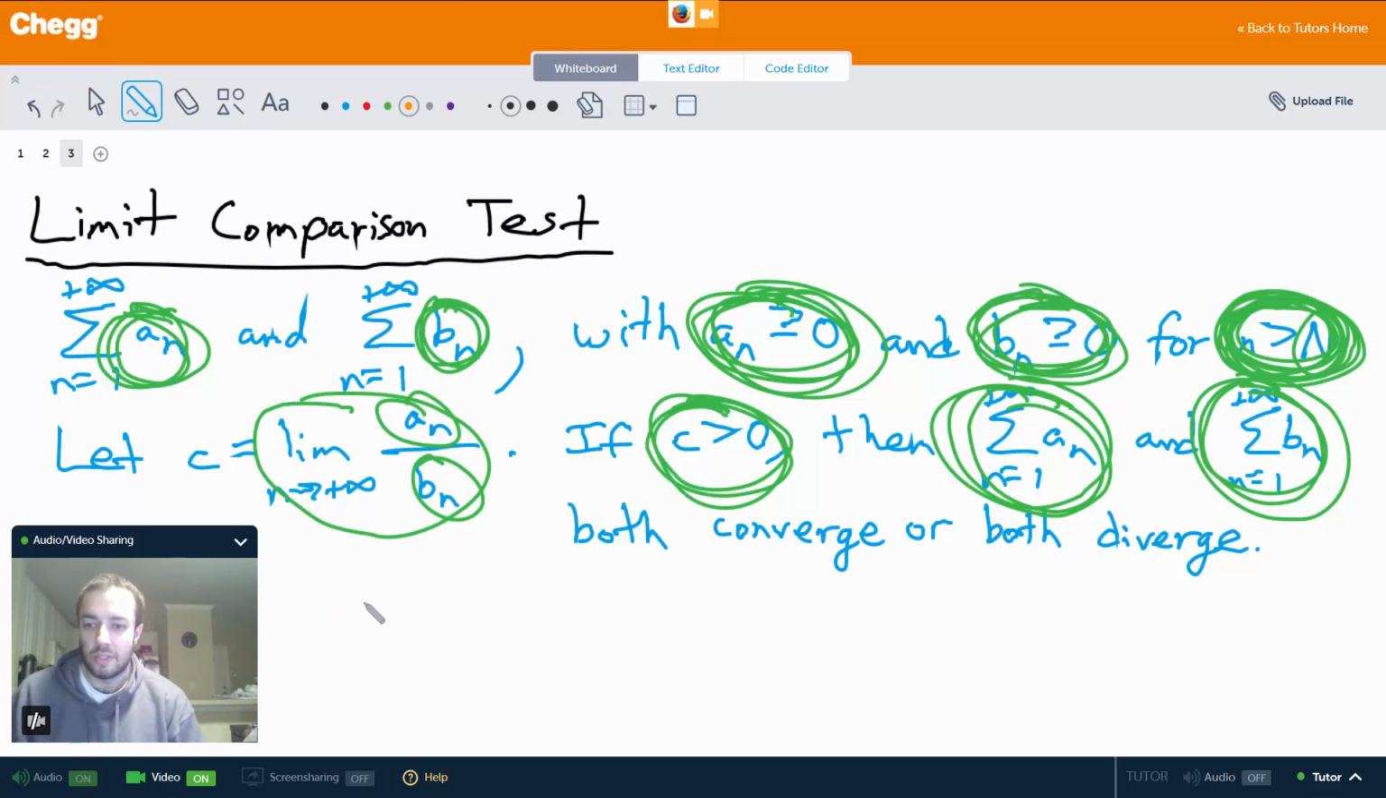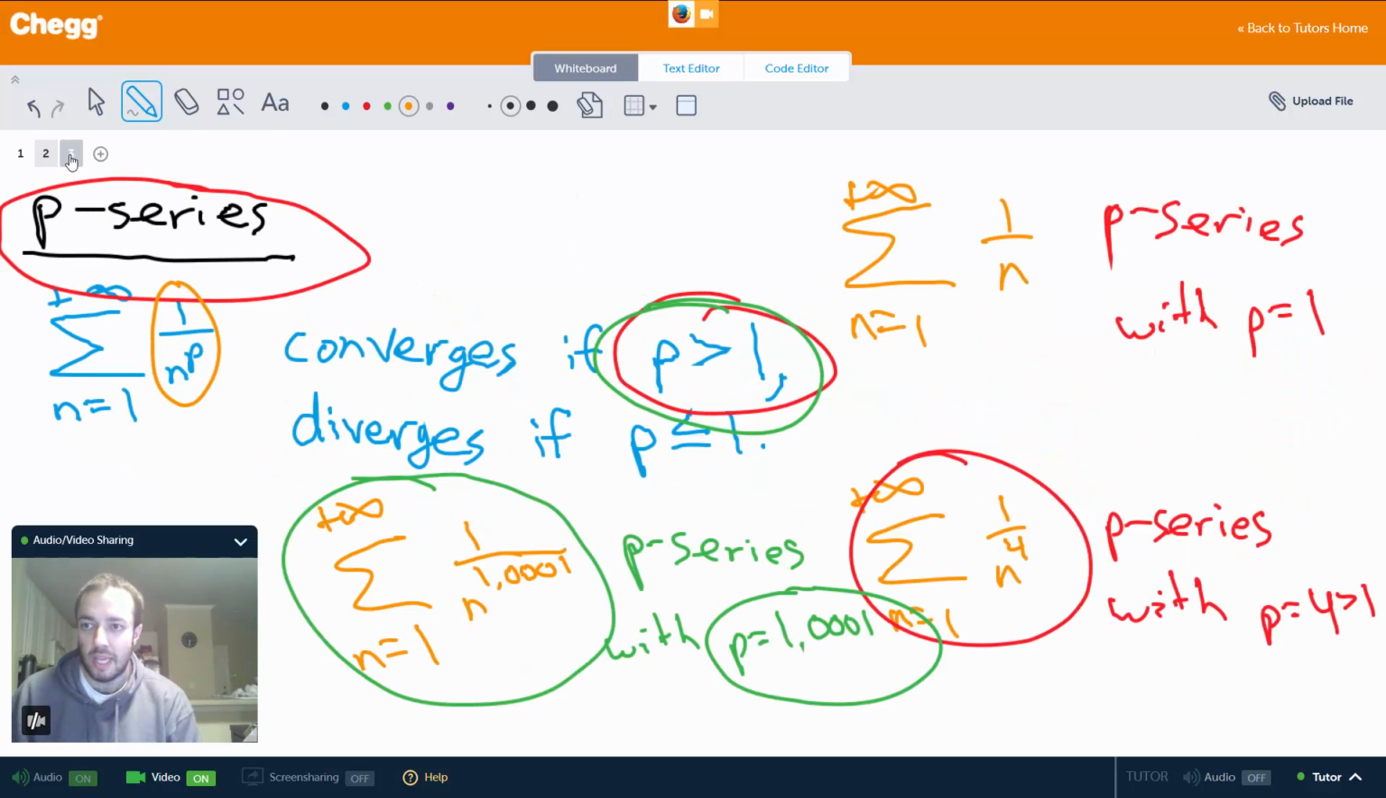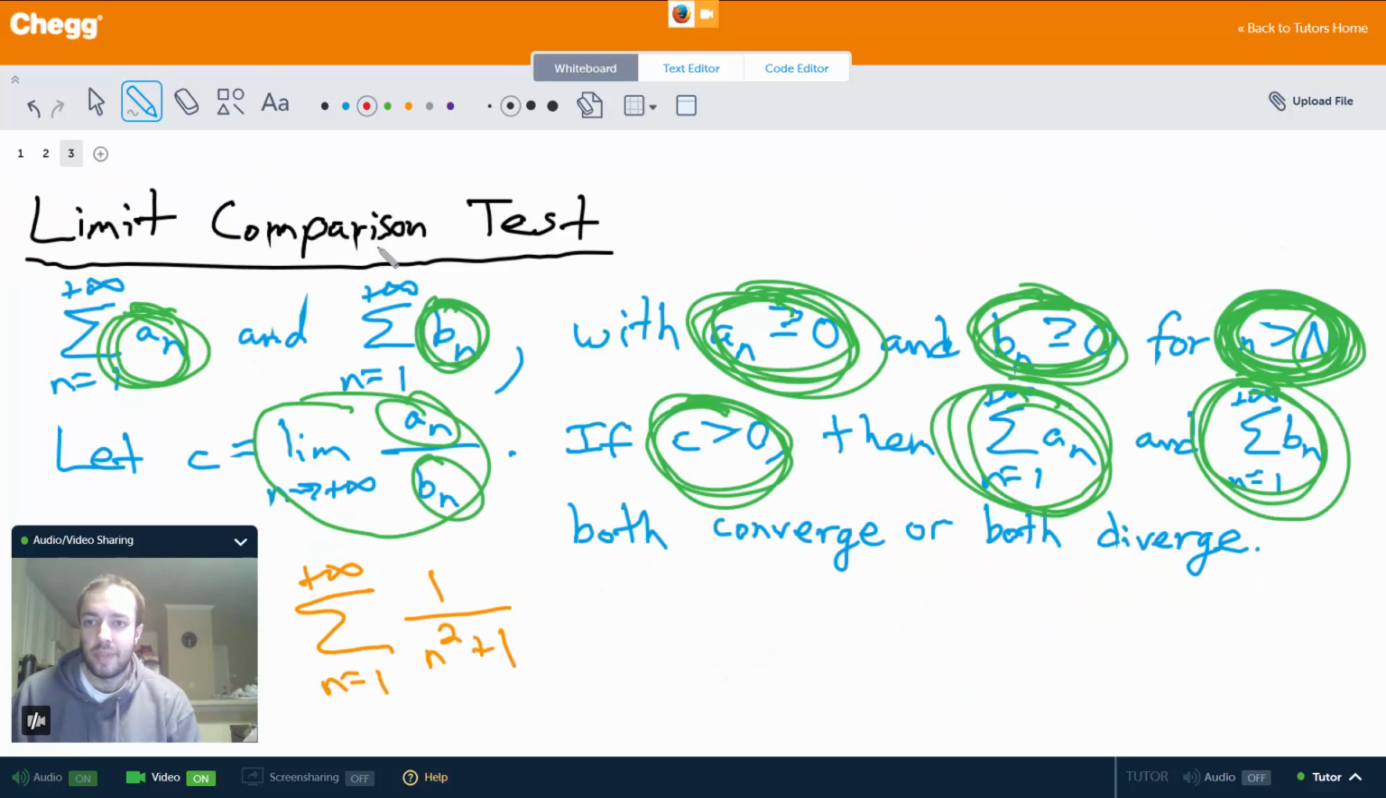So let's say we want to test this series, the sum from n equals 1 to plus infinity of 1 over n squared plus 1. So this almost kind of looks like a p-series, right? Because we have a 1 over n to the p with p equals 2, but this plus 1 right here is kind of ruining that for us. However, we can think about the limit comparison test, and we could say, okay, well, this series really does kind of look a lot like the sum from n equals 1 to infinity of 1 over n squared.